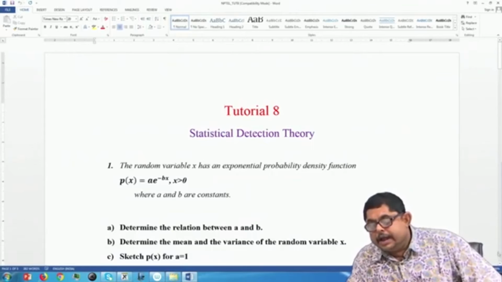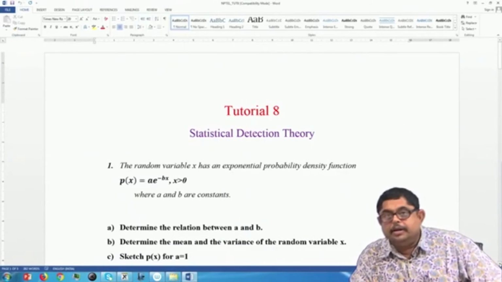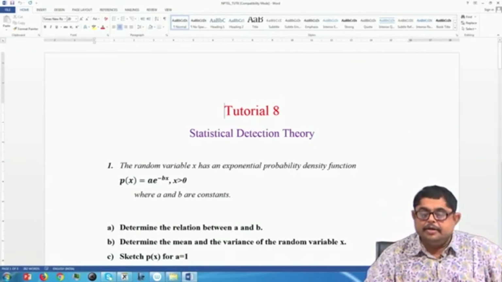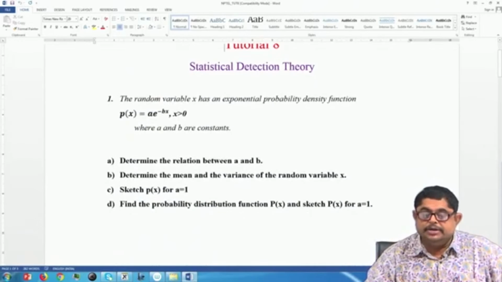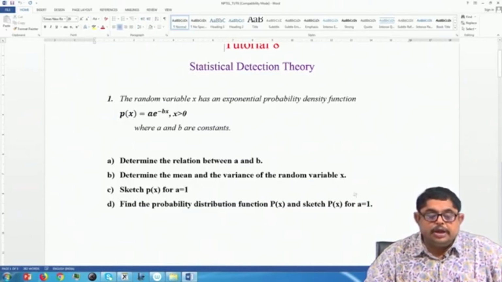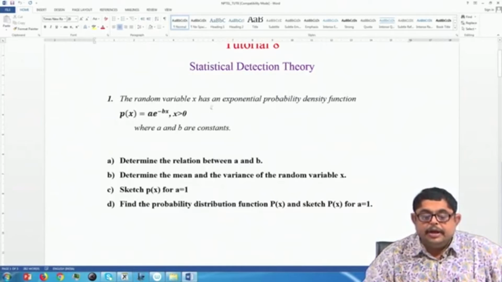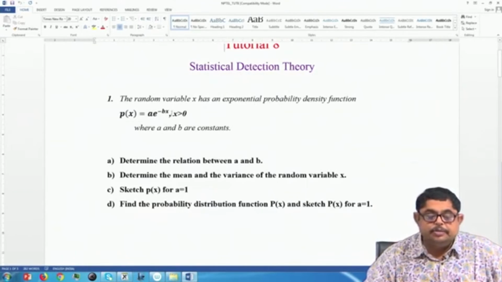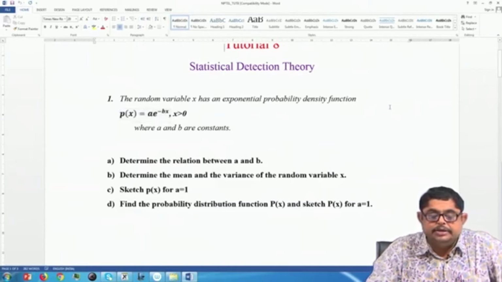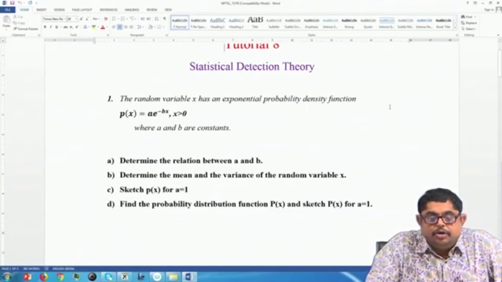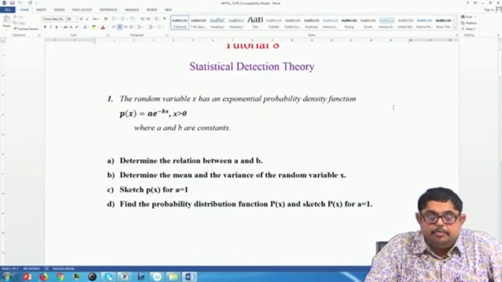You have seen that a random variable gets completely specified if the probability density function can be specified. So, here is an example: x has an exponential probability distribution. Please remember, it is not Gaussian, not Rayleigh-Rice, it is an exponential probability distribution. The PDF is given by p(x) = a e^(-bx), x greater than 0, where a and b are constants. Determine the relation between a and b.